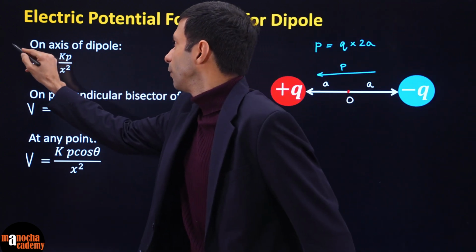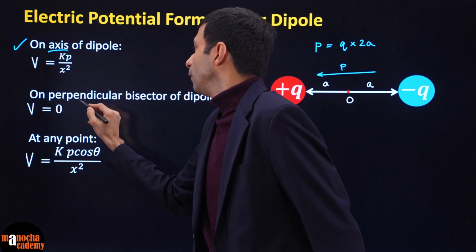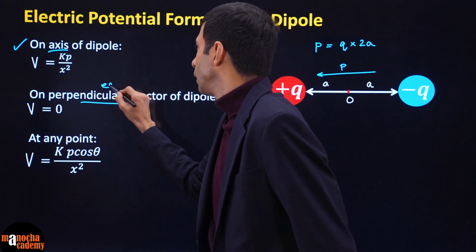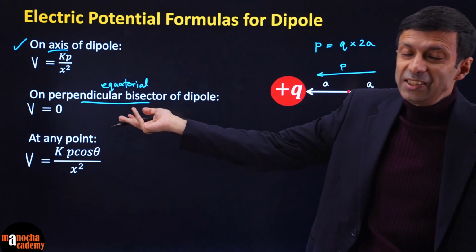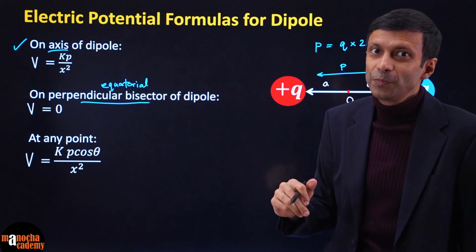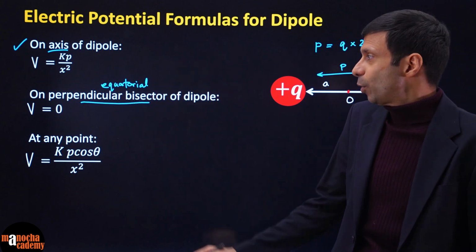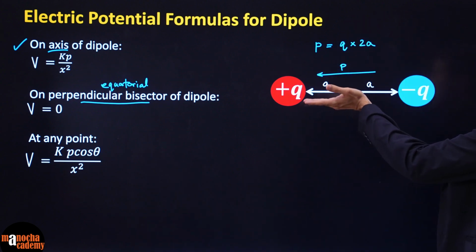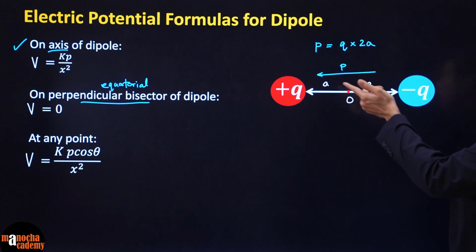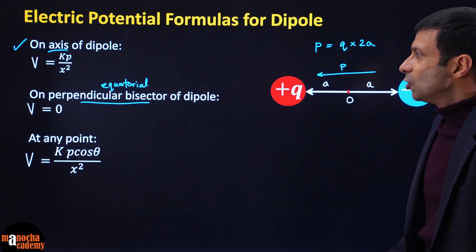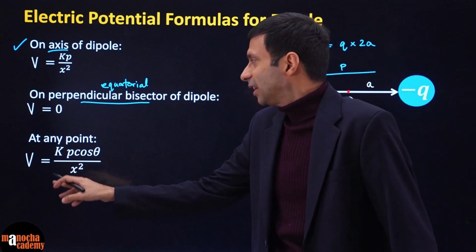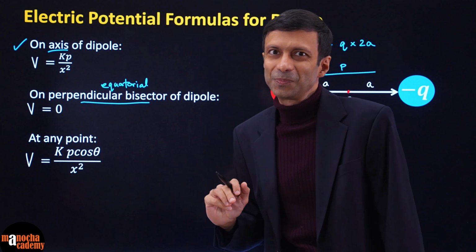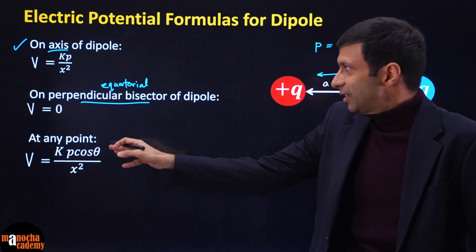So we have done the formula for the axis of the dipole. Then we have done on the perpendicular bisector, which you can also call the equatorial position, and that has a very easy answer. It's always going to be 0. And then we did for any random point, right? Any random point we considered, once again taken at an angle theta with the angle it makes with the dipole moment. So at any random point x comma theta, it is kp cos theta by x square. Clear?